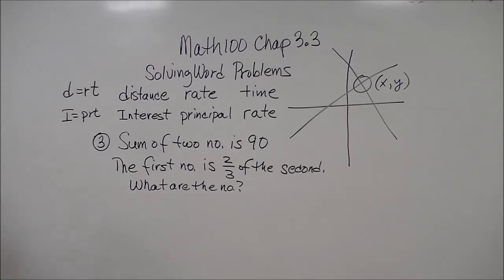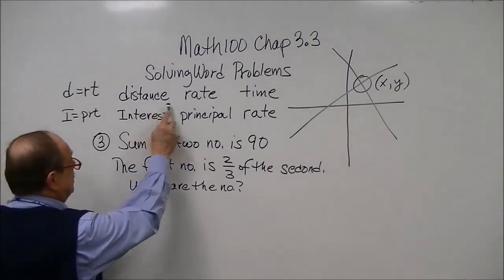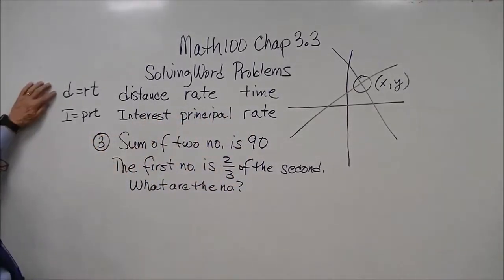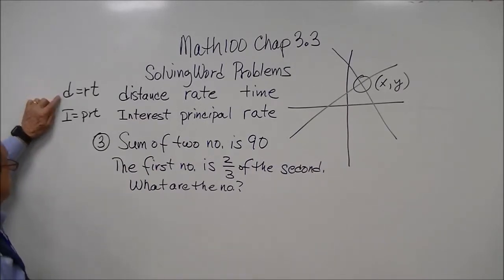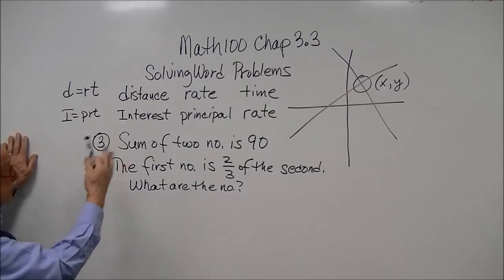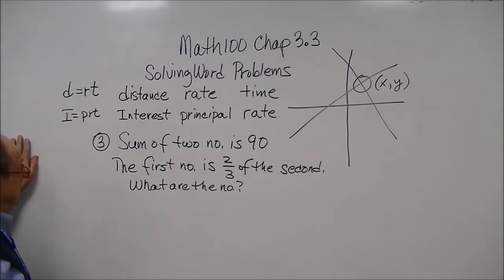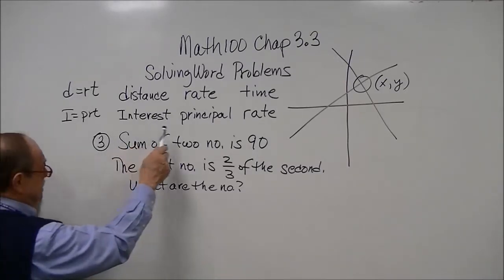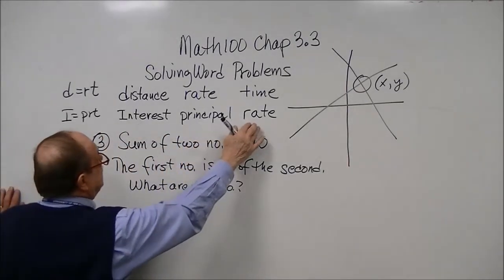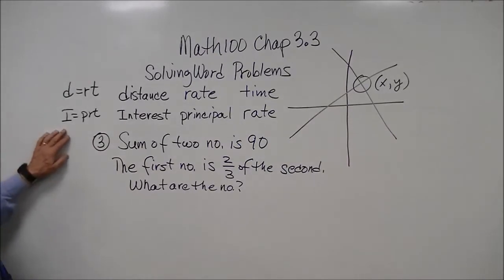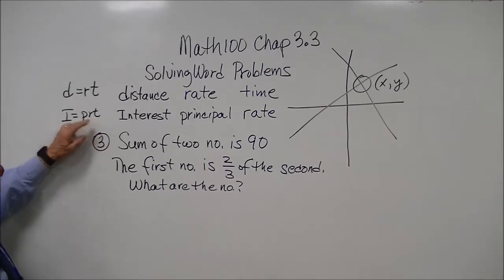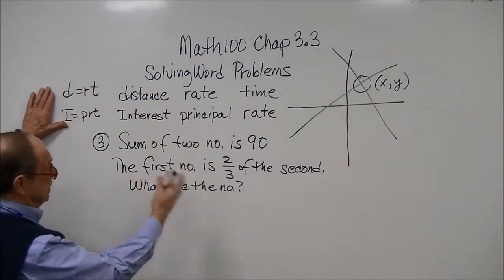To give you some background of this section, here are some of the key words: distance, rate, time, that are put together in what we call the distance formula. Distance equals rate times time. And when we need those, we'll elaborate on that a little more. Then we're also going to have interest problems, where we have interest, principal, and rate. And that formula is interest equals principal times rate times time. So those are some of the words we'll be using as we go through the problems.